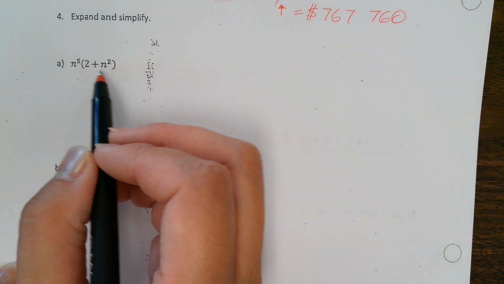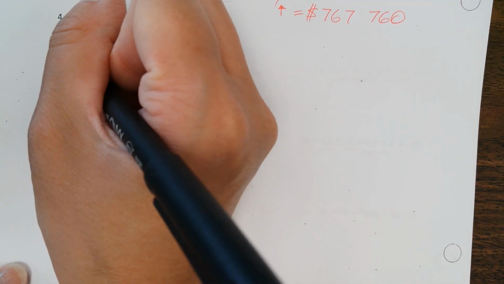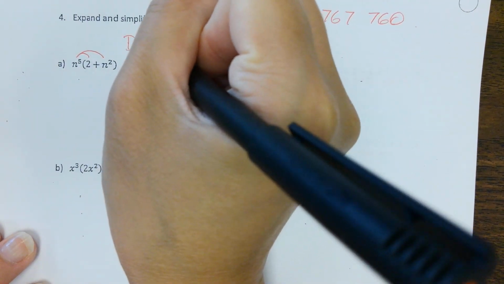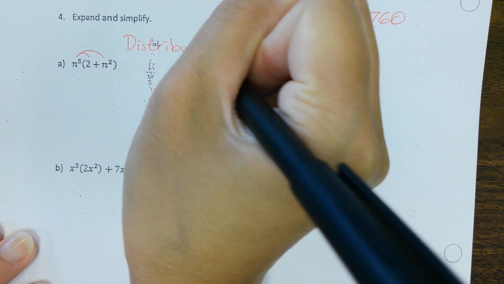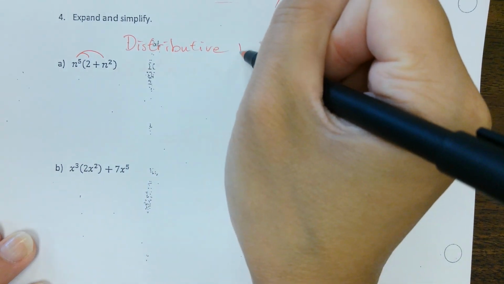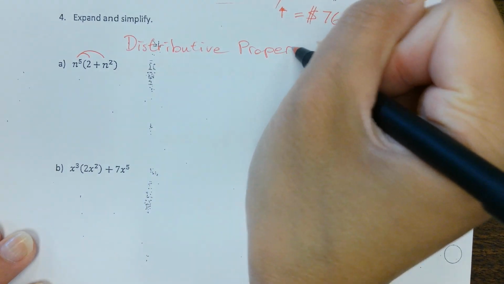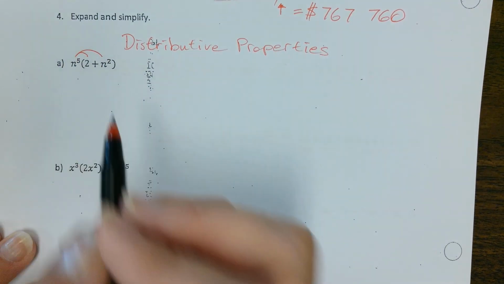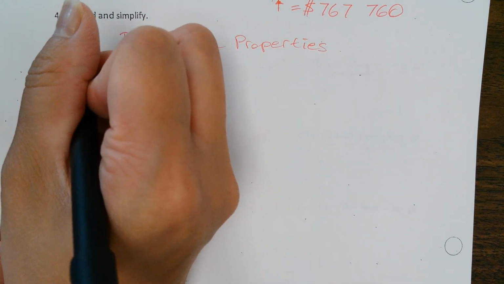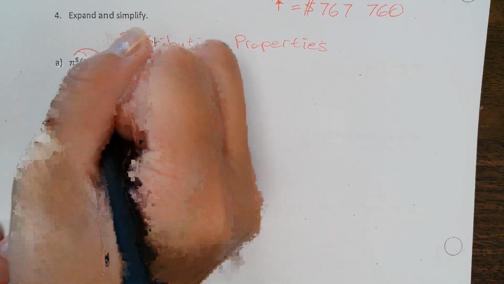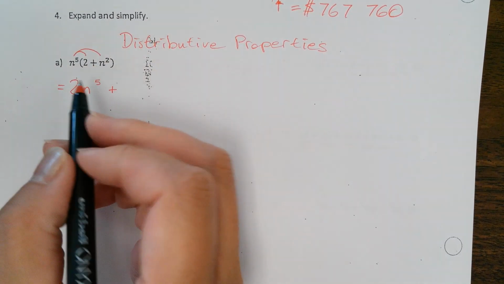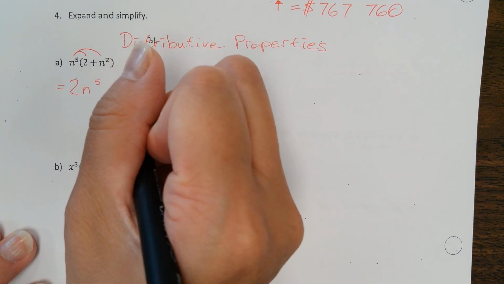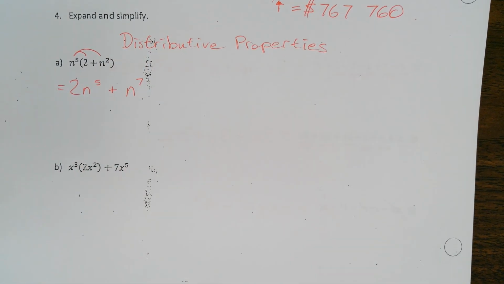So I have a term outside a bracket. That means I have to distribute it. Distributive property, which means you're multiplying the term in. So n to the 5th times 2, 2 and 5. Plus, when you multiply them, again, what do we do to the exponents? Add them, so n to the 7. Okay.